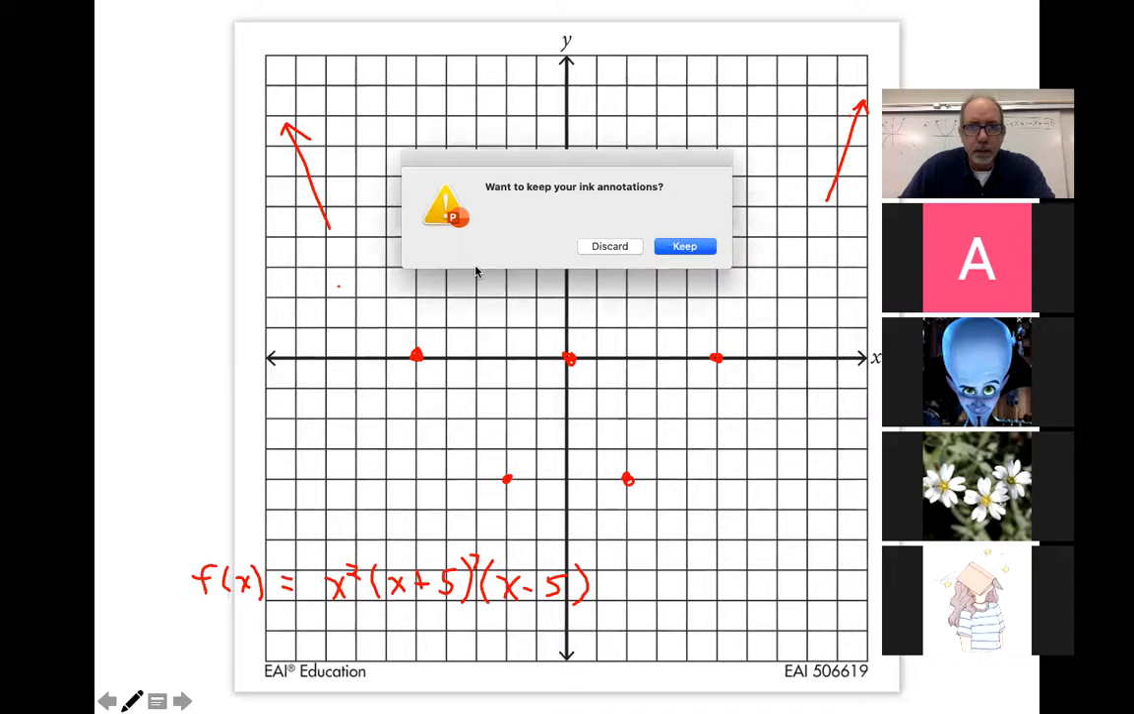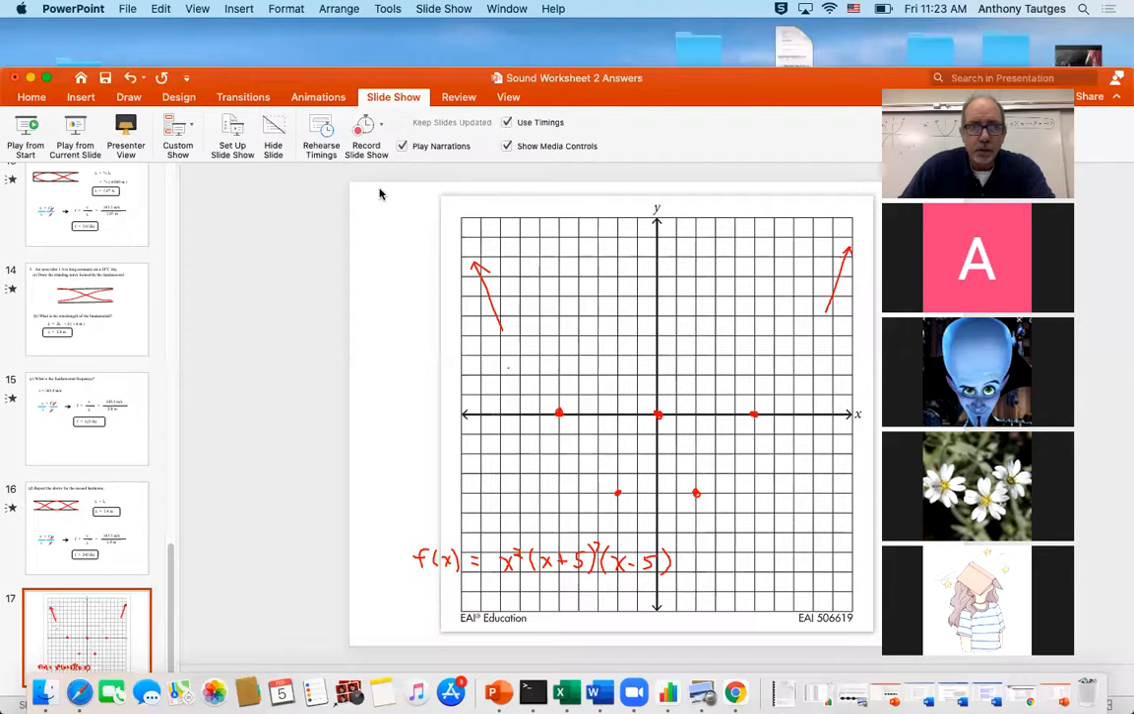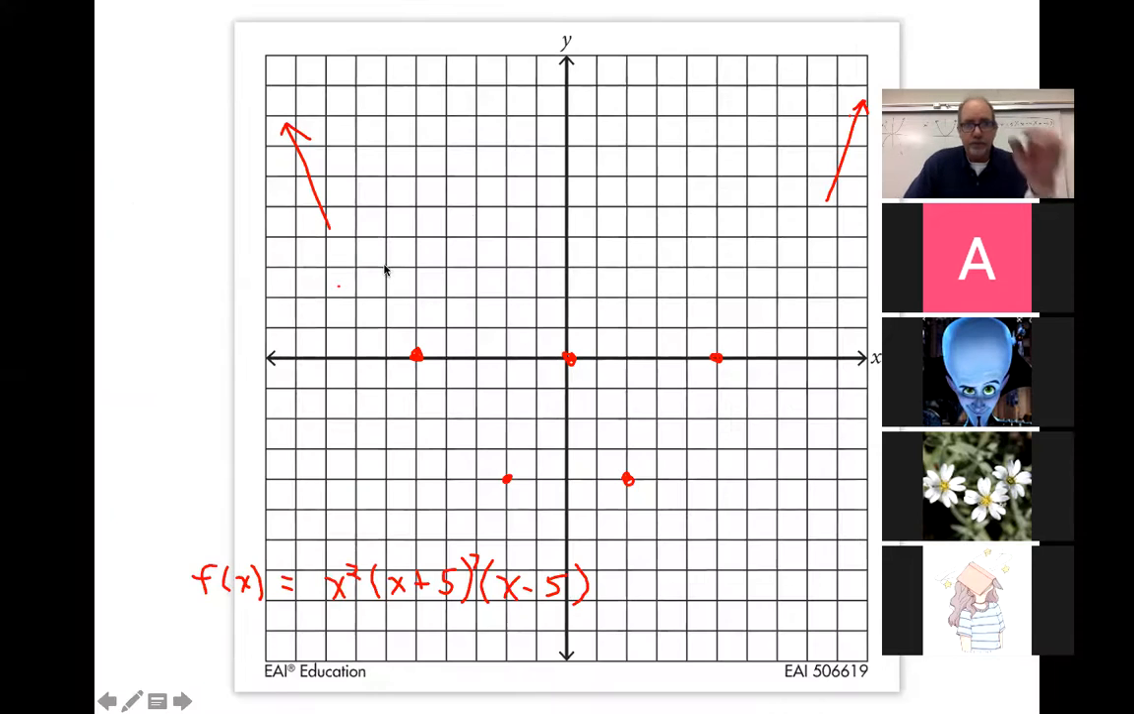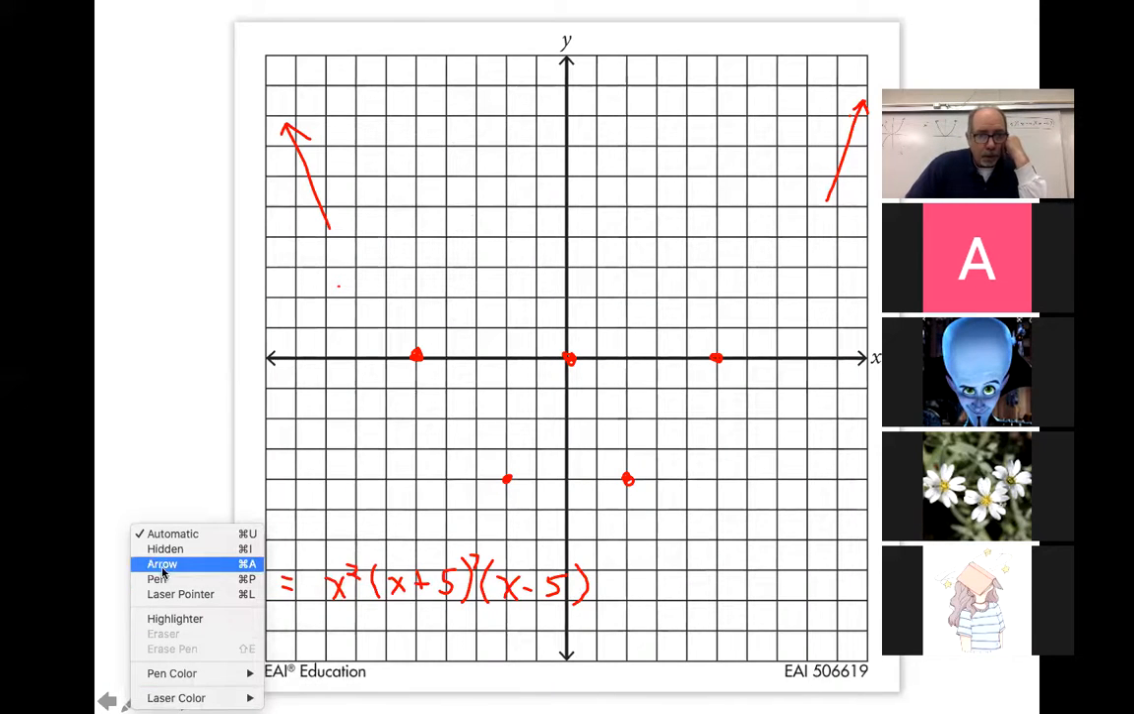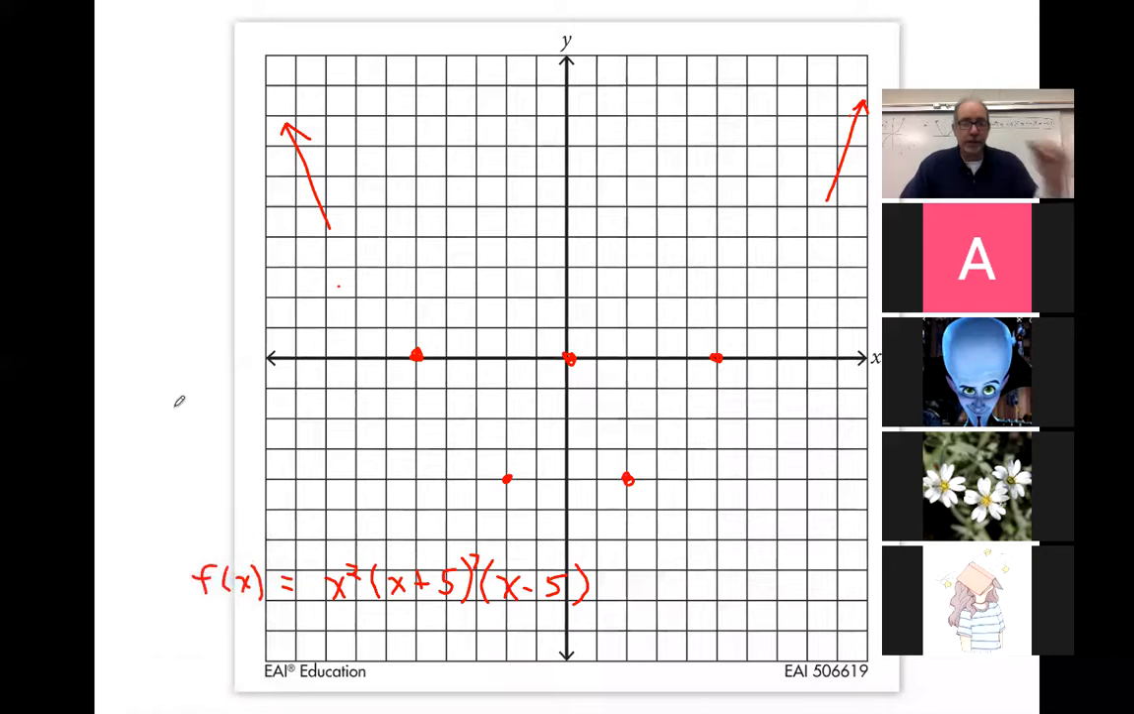How do I get out of here? Yes, I want to keep my annotations. And then I have to do this. All right, and then I'm going to get right back in. Okay, then get my pen back. Okay, sorry, somebody got kicked out and had to get back in.